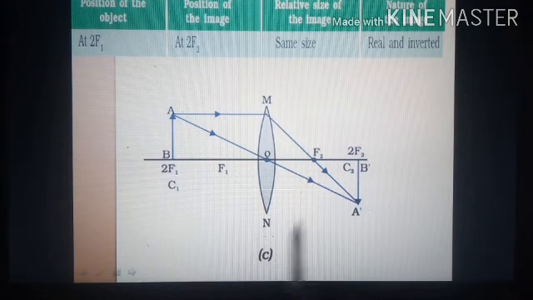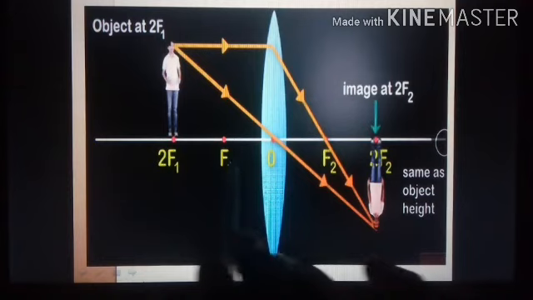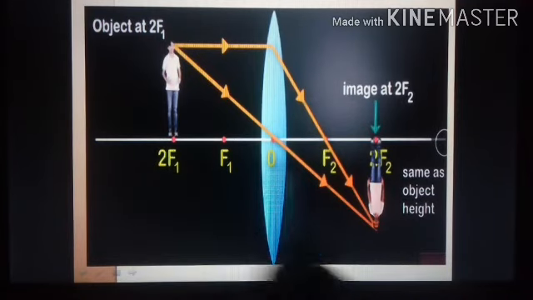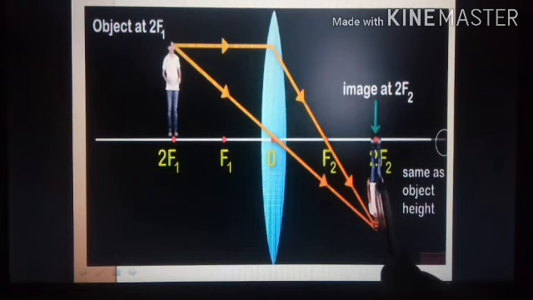So easily we can find out the focal length of the lens. So this is the third case. In the third case, a man is standing at 2f1 on the left side, so we can obtain the image at 2f2 on the right side, the same size, and inverted. So this is the third case.